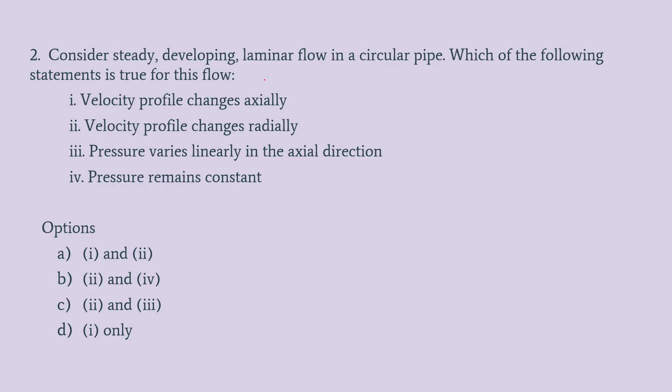Okay, here what you have to give your attention to is that the question is about steady developing laminar flow. Steady implies that ∂/∂t of any term in our equation is 0. Developing means it is not fully developed, that the effects of boundary layers still exist. And laminar flow means it's not turbulent.